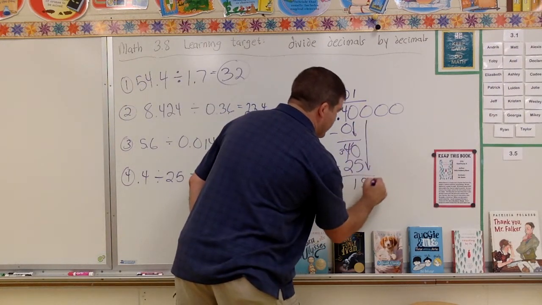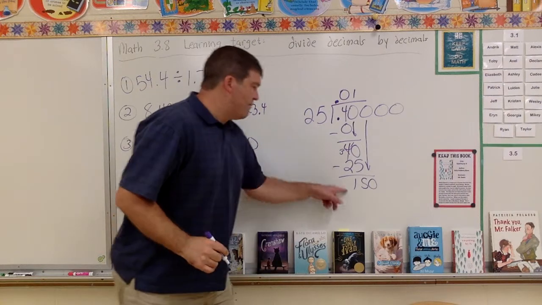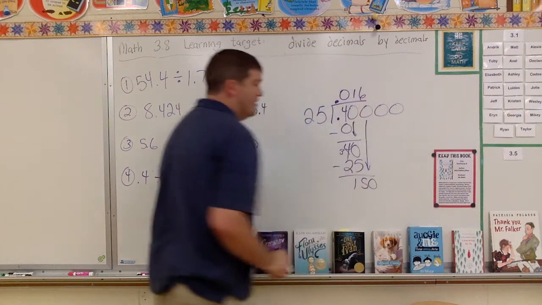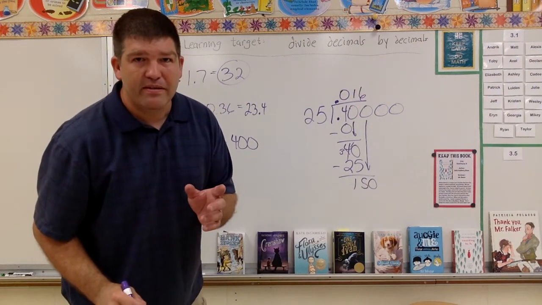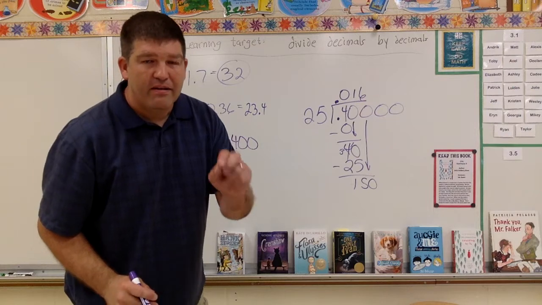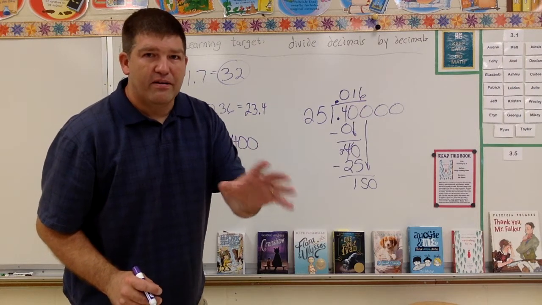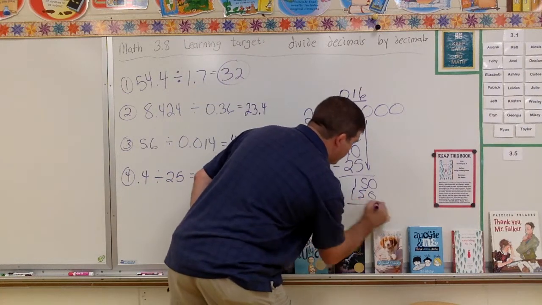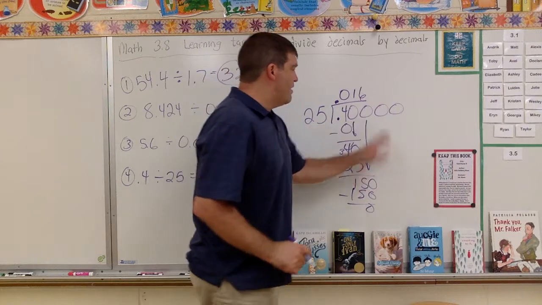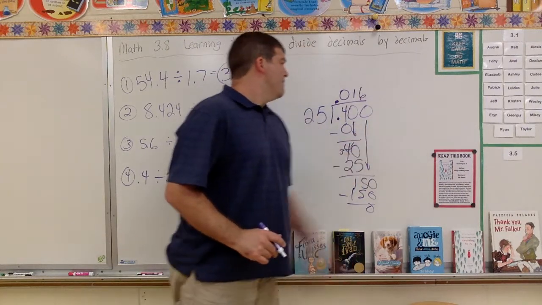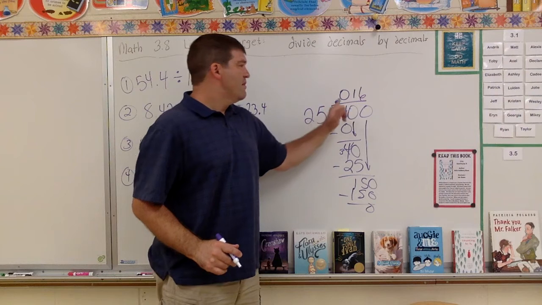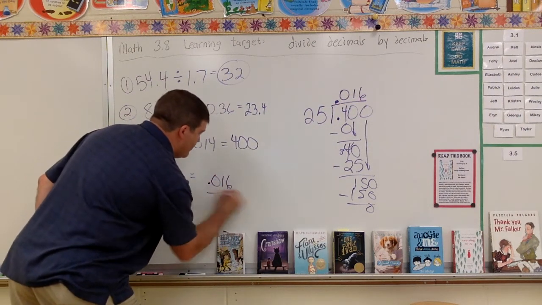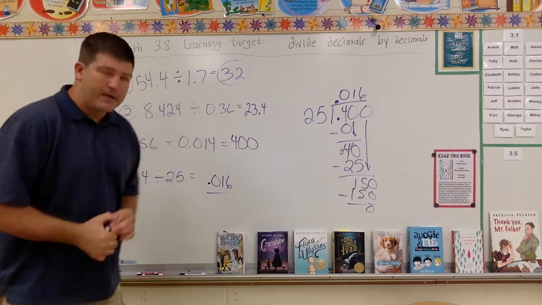I keep going on, bring that 0 down. How many times does 25 go into 150? I'm pretty sure it's 6 times because I'm thinking about quarters. 4 quarters equal $1. 2 quarters equal 50. So 150 would be 6 quarters. 6 times 25 is 150. That equals 0. I don't have to bring down any more zeros because it's all zeros. And the point's right there, 0.016. That is my answer. Okay?